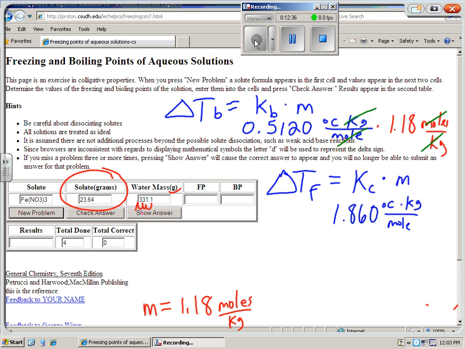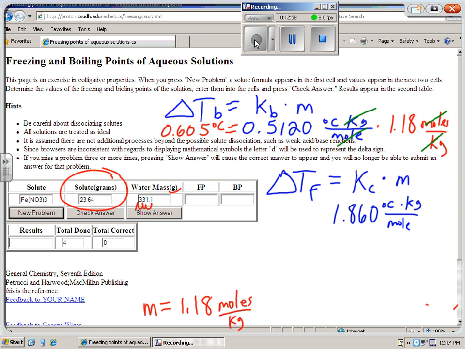And so 1 times 0.5120 basically would be like 0.5120. It's a little more than that. So multiplying that, you get a change of 0.60453, so 5 degrees C. And so the boiling point is elevated or raised 0.605 degrees.